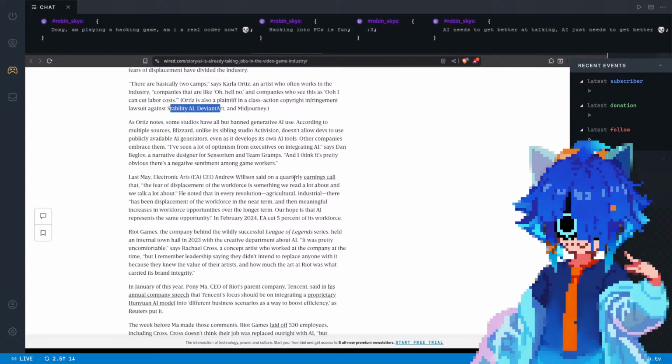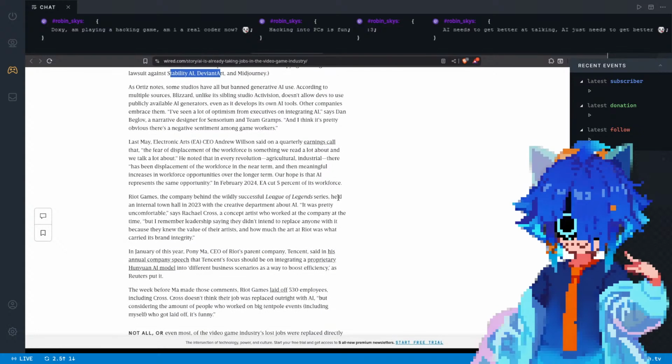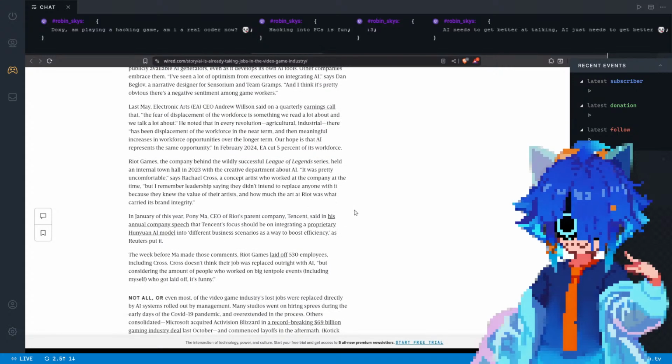Last May, Electronic Arts CEO Andrew Wilson said on a quarterly earnings call, "The fear of displacement of the workforce is something that we read a lot about and we talk a lot about." He noted that in every revolution, agricultural, industrial, there has been displacement of the workforce in the near term and then meaningful increases in workforce opportunities over the long term.